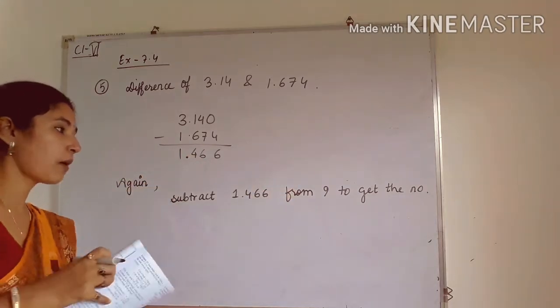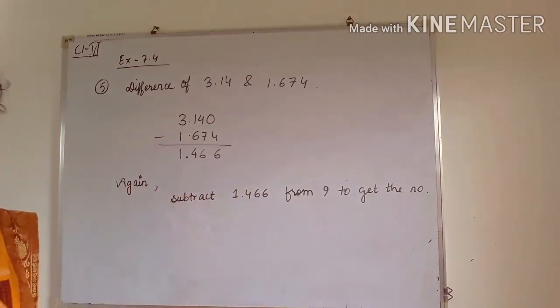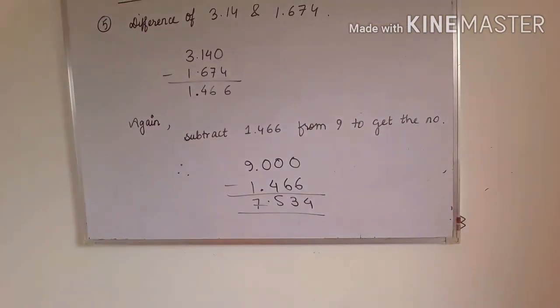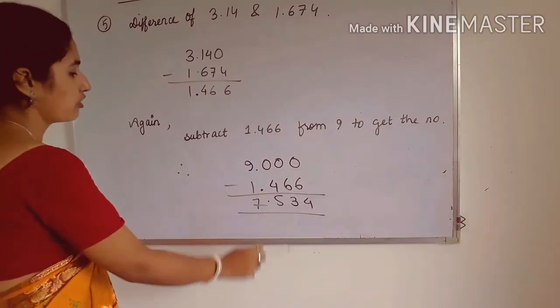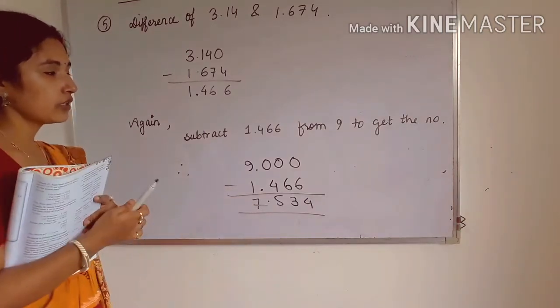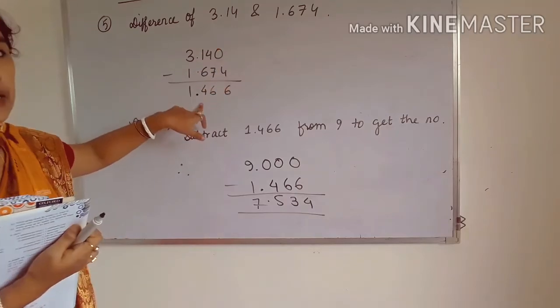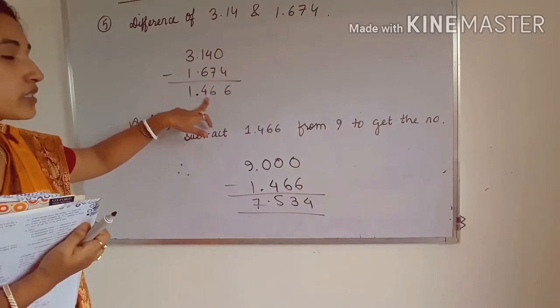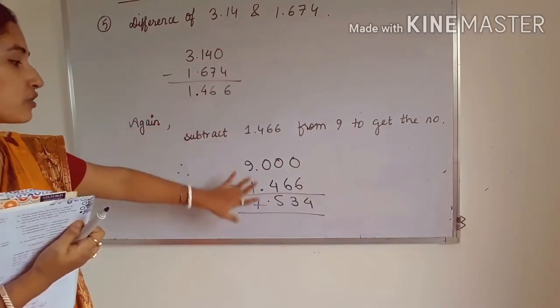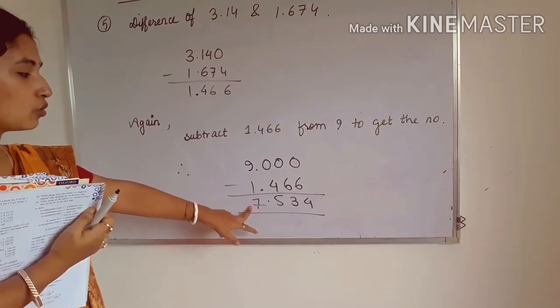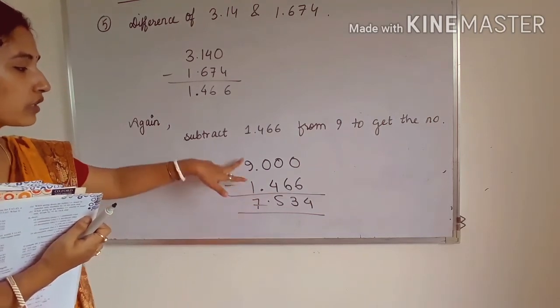Now we have to subtract this number from 9 to get the number. So see students, again you have to subtract, so the answer is 7.534. So I think you understood. See, this part was not there in question 4. There the number was directly given, and you just had to subtract and find the answer, that this number should be added to 1.466 to get 9.